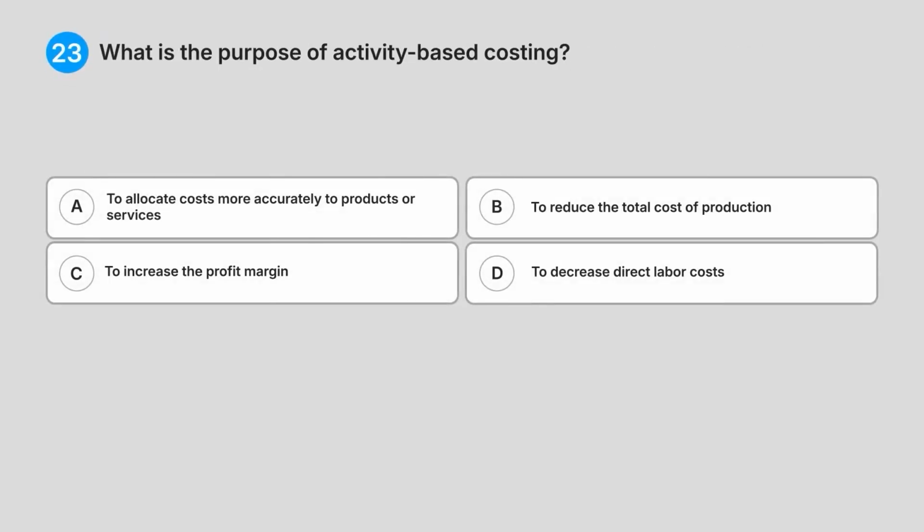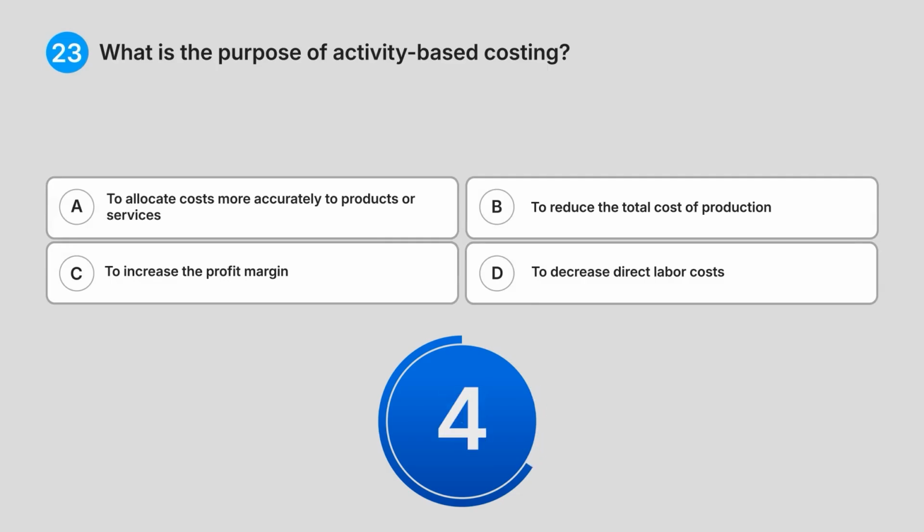(23) What is the purpose of activity-based costing? A. To allocate costs more accurately to products or services. B. To reduce the total cost of production. C. To increase the profit margin. D. To decrease direct labour costs. Do you know the answer?